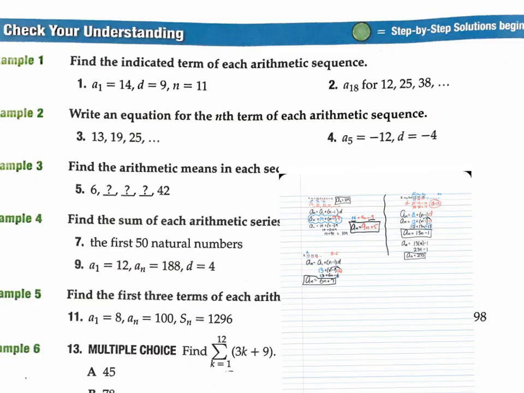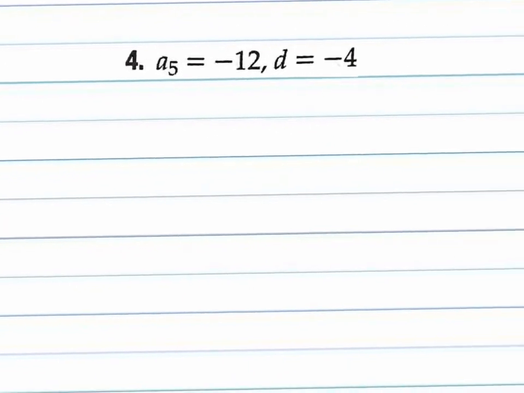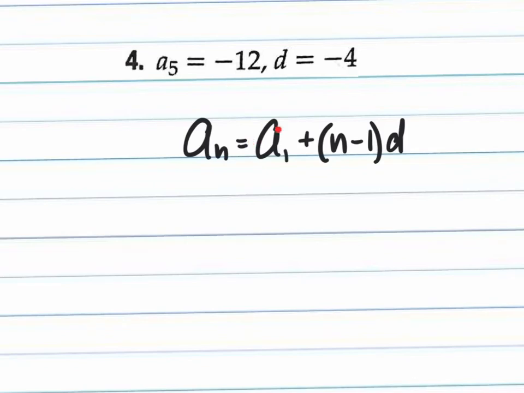Fourth question, which is the most challenging one. Let's jot down this fourth question. We want to write an equation for the a sub n rule, the nth term of this arithmetic sequence. And in this case, they don't give you a sub 1, they give you a sub 5. So I've written down number 4 right here in my notebook. And let's write down our a sub n rule. In order for this to work, I need my a sub 1 and my common difference. Well, I know my common difference is negative 4, but they don't give me a sub 1, they give me a sub 5. So notice, instead of a sub n, we could replace a sub n with a sub 5.